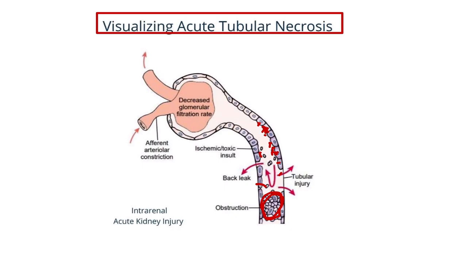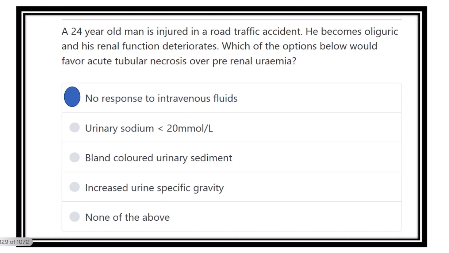In acute tubular necrosis, in this type of case, there is no role of intravenous fluid. So there is no response to intravenous fluid when acute tubular necrosis occurs. In the severe form of acute tubular necrosis, it is not possible to maintain normal kidney function by fluid. In this condition, what should be done? Dialysis is mandatory for saving the life of the patient.